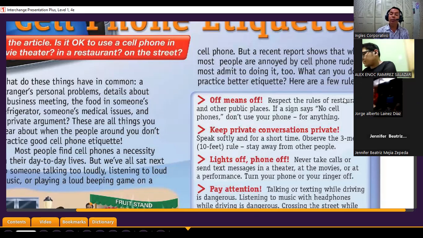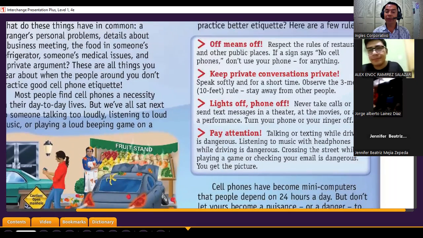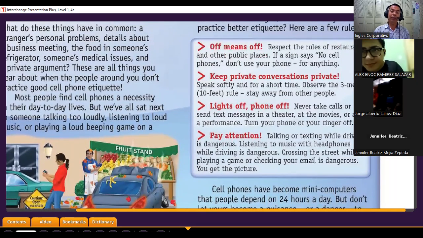Now, what can you do to practice better etiquette? Here we have a few rules, right? Y aquí es donde ustedes me van a ayudar. Okay, read, please. Vamos a leer. These are some tips you have for the use of the cell phone, right?